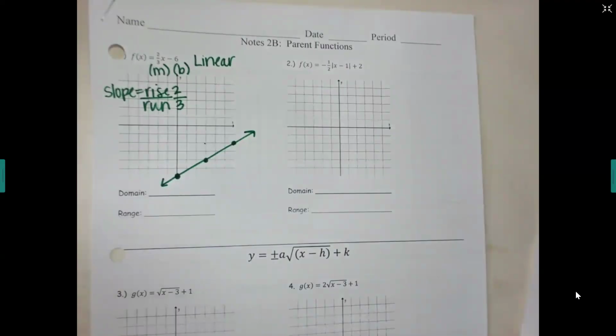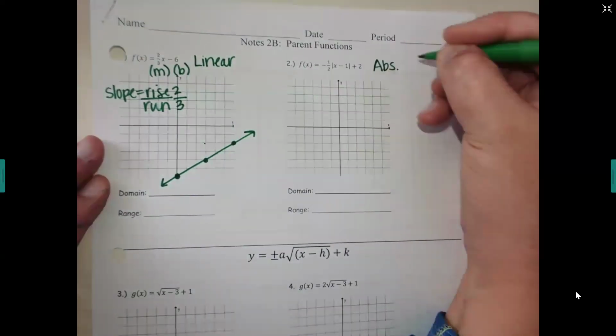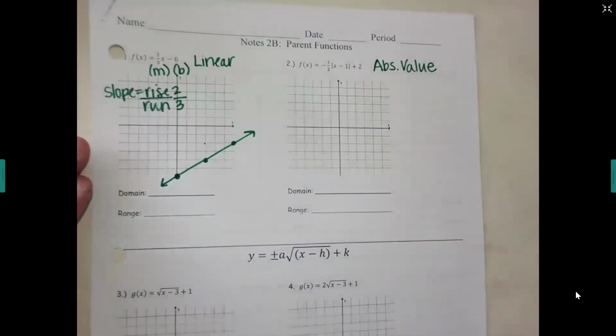Okay, take a look at the next one. Okay, our first step is going to be to identify which family it falls in. So if it's a regular x, it's linear. What about if it's an x in the bars? Which family has that on your little cheat sheet? Absolute value, very good. Okay, so I'm going to put absolute value. Okay, which we know this is a V shape.